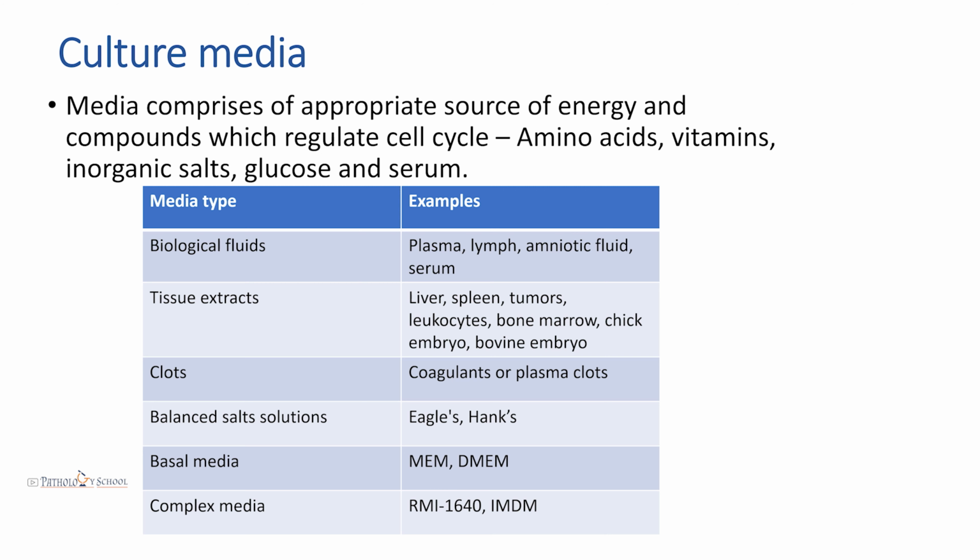Other tissue extracts which were used as media were liver, spleen, tumors, leukocytes, bone marrow, the hematopoietic stem cells, chick embryo or bovine embryo. Clots which were used were coagulants or plasma clots. Balanced salt solutions, Eagle's and Hanks', basically contain sodium bicarbonate, sodium pyruvate and such balanced salts, which are used as a substrate, and they help in cell to cell interaction at the substrate and the interface level basically.